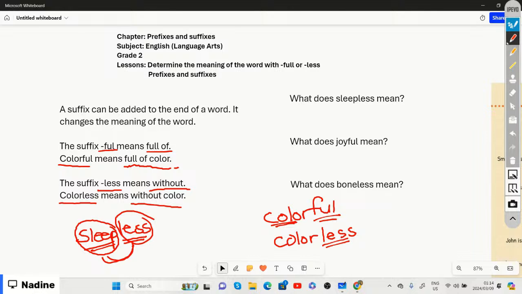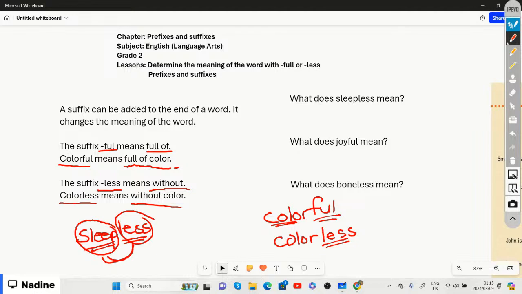So basically, most times, if you look at the word full currently, it might seem as if it's a word on its own, but full is not a word on its own. The same with this word less, it's not a word on its own. So prefixes and suffixes are word parts that cannot stand on their own. They need a base word, a word like color or sleep or bone or joy, to latch on to in order to create a new meaning of the word.